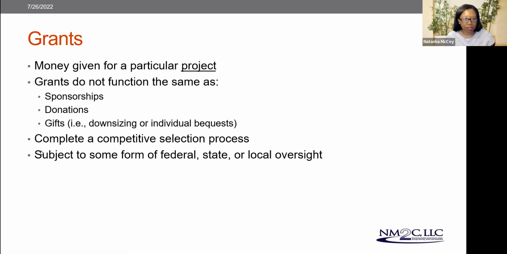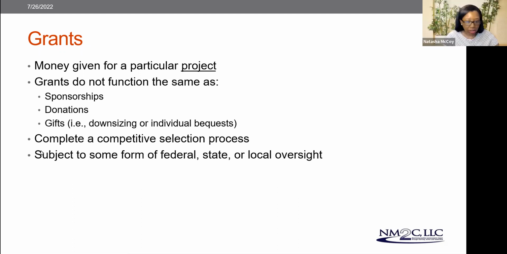Gifts could be in the form of some type of downsizing. Many of you may know people who may have gotten older and wanted to move into smaller buildings or smaller housing, and so they donated a lot of their furniture or things that may not fit into the next space they're moving into. That's a gift, as well as individual bequests. Those are gifts because those come in the form of something that you don't have to pay for. You may or may not have asked for it, but you are receiving it.